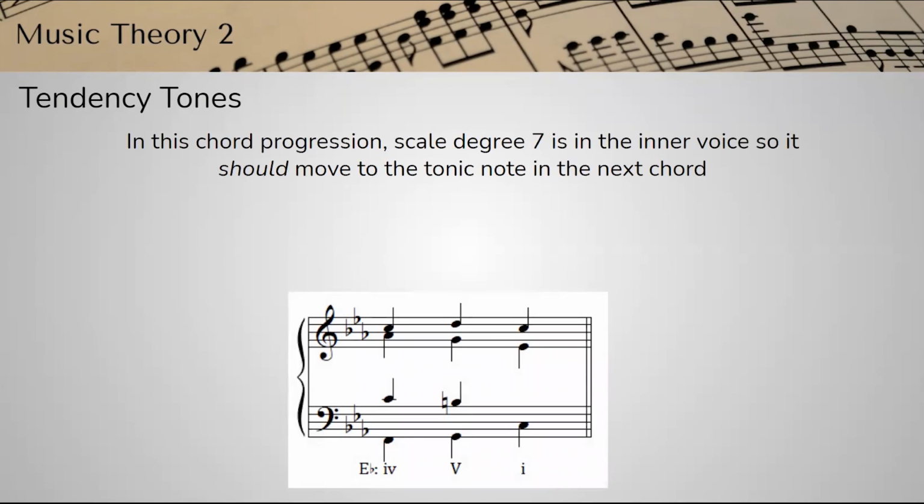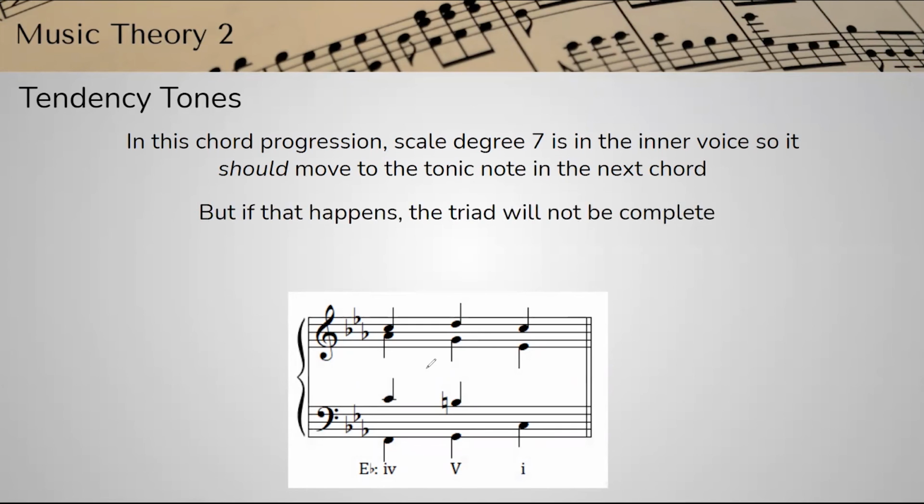In this chord progression, scale degree 7 is in an inner voice. In fact, it's in the tenor. So, like we said, it should move to the tonic note in the next chord. So let's see what would happen if we did that.